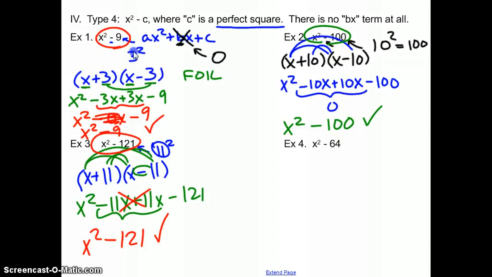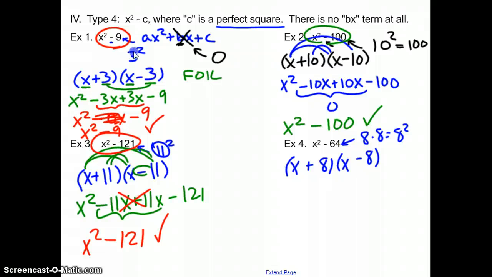One last example. I take my parentheses. I place my x's. I notice that 64 is the same as 8 times 8, or 8 squared. I'll place my 8's in. This time I'm going to place my positive and negative in last.